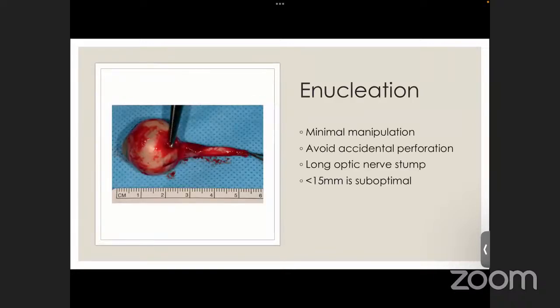Few points to be noted at the time of enucleation. Minimal manipulation is required to avoid accidental perforation and to prevent the vitreous seeds from coming out and infiltrating the extraocular structures. Then a long optic nerve stump has to be taken, a minimum of 15 mm is advisable.